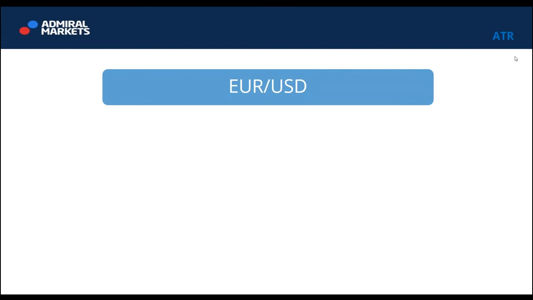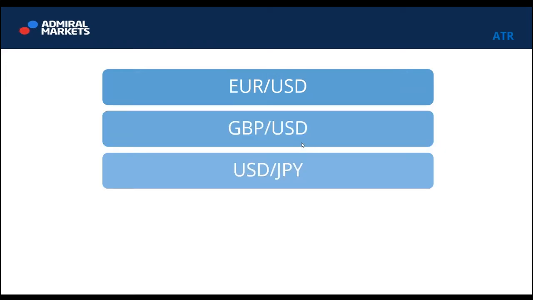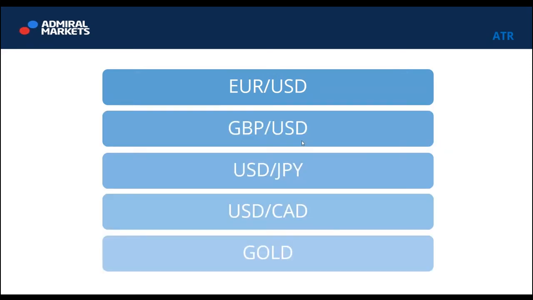Pairs that also have low ATR are covered with low spreads that are offered now with Admiral, and those are euro dollar, pound dollar, dollar yen, dollar CAD, and gold. You will have 20% spread reduction on these pairs.